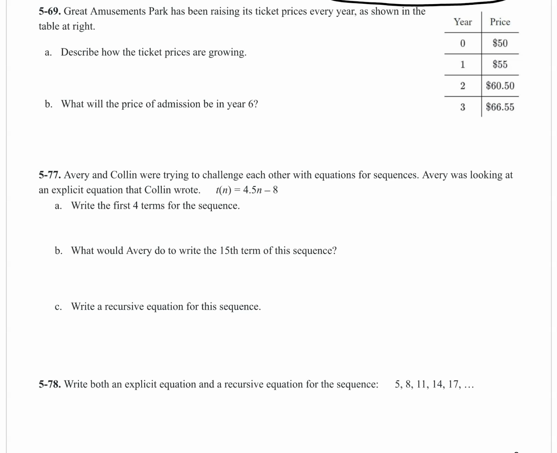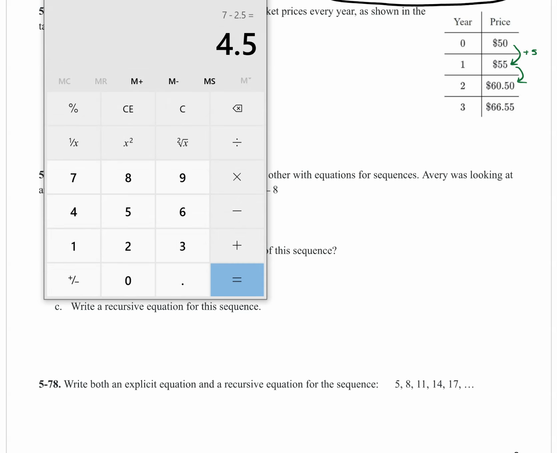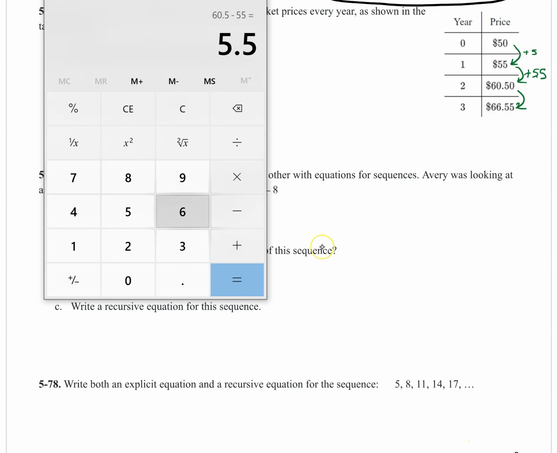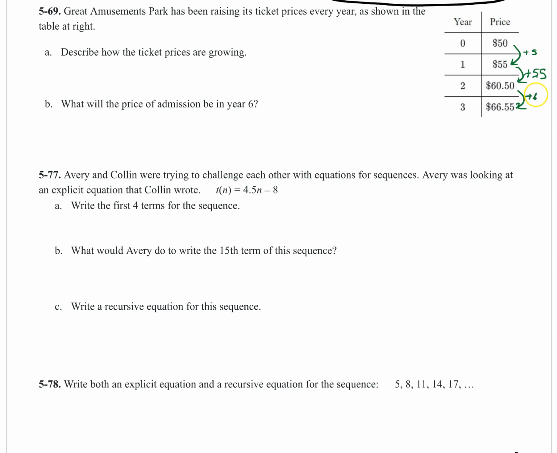(5-69). Great Amusement Parks has been raising ticket prices every year. You can see in the table. How are they growing? So it looks like from year 0 to year 1, it adds 5. Between those 2 years, you can find how much it adds. Let's see, it subtracts 60.5 minus 55. So it adds 5.5. Okay, and then let's subtract the difference between the next 2 years as 66.55 minus 60.50. So it adds 6.05. But there doesn't seem to be a pattern there. So it doesn't grow by addition.